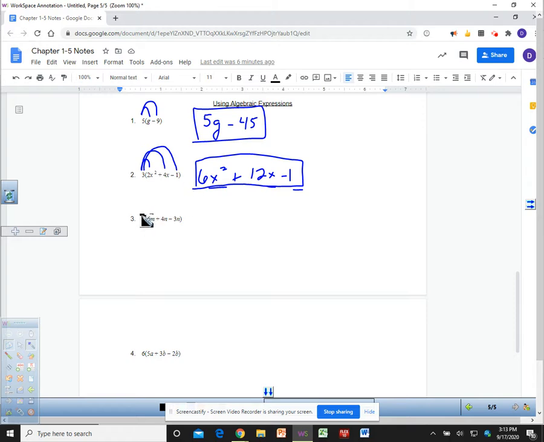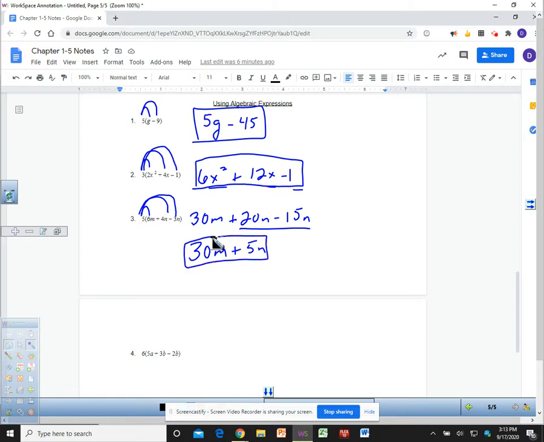Okay, let's try another one. 5 times 6m, 30m. 5 times 4n, 20n. 5 times negative 3n, negative 15n. Now, I can't combine anything here, but I can combine those to give me 5n, because 20 minus 15. Then you're done. So that's what you're going to be working on today. Hopefully that makes sense.